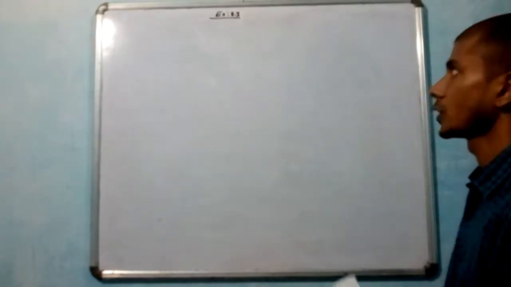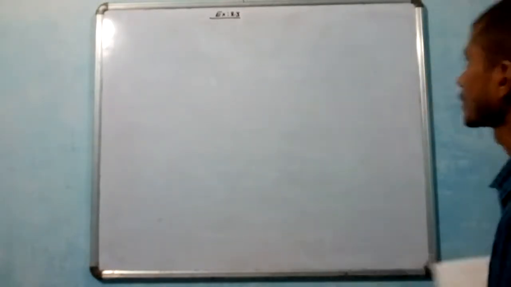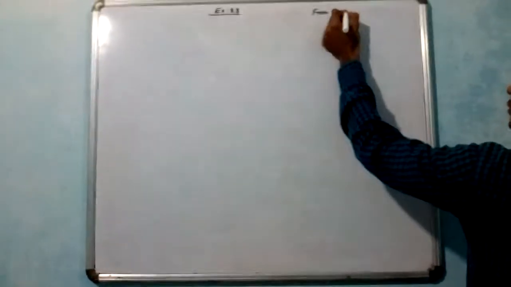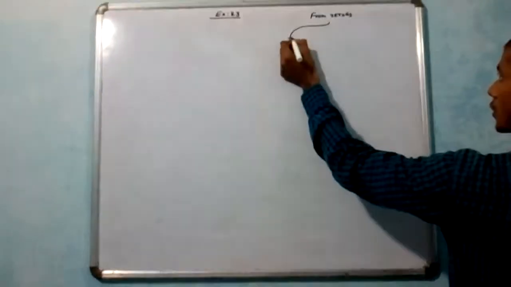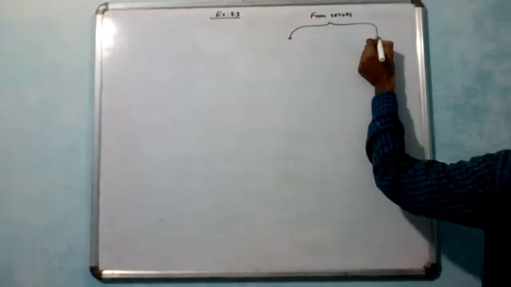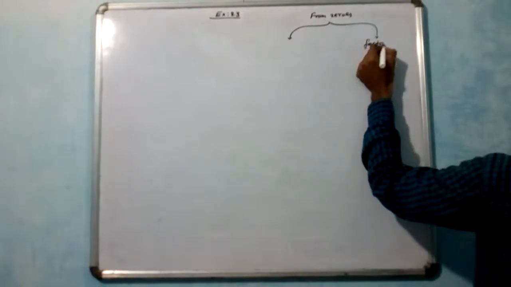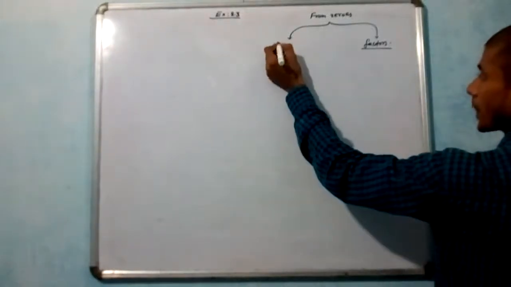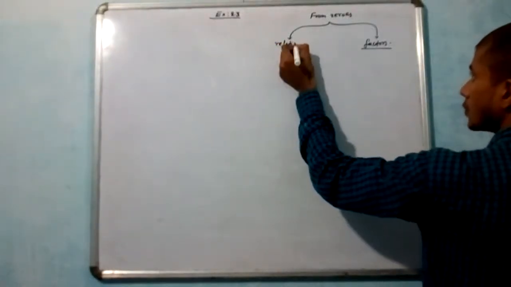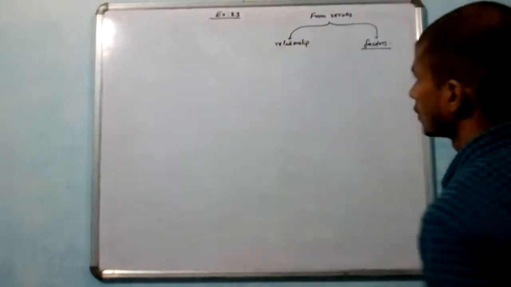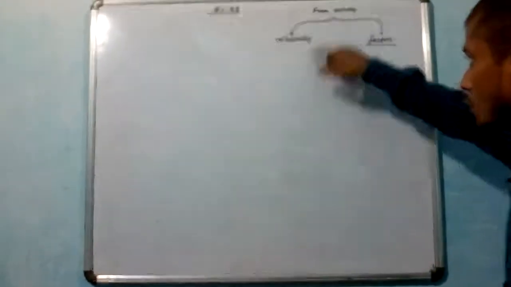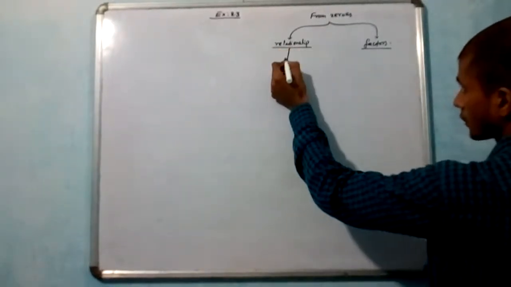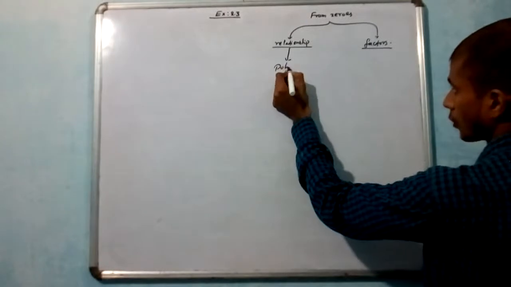From the zeros we can obtain two things. We studied in the last class. From zeros, two things we can obtain. What? One, the factors of the polynomial. And the second thing, relationship between the coefficient and the zeros. And further, just now we have seen that from the relationship we can further obtain the polynomial.